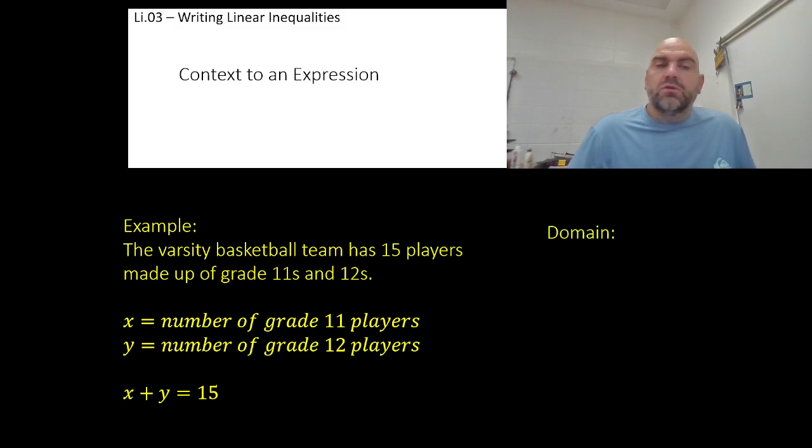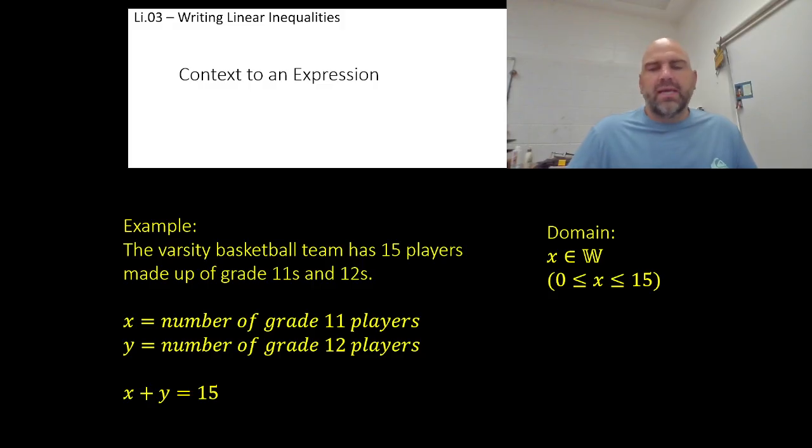Now our domain, so our x values, well, what kind of x values can we use? Hope you said you can use counting numbers. Those are whole numbers. You can't have a decimal number of players and you can't have a negative number of players, just people in general. So when we are talking about the domain, we have to explain that we are using whole numbers.